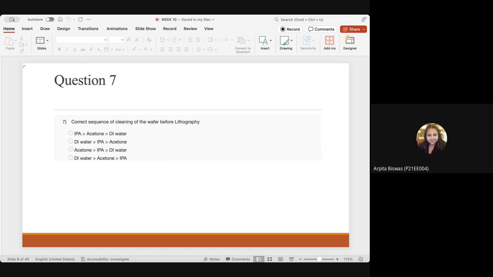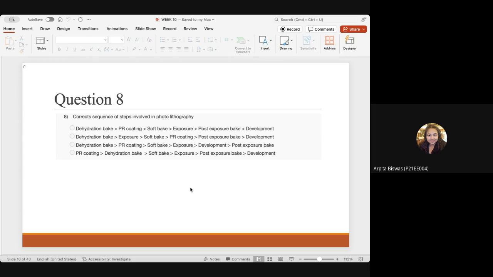So in the lecture video, they have followed the process: at first, they did acetone, then IPA, then DI water. But we can also take the IPA first, then acetone, and then DI water. Here, from the lecture, the right option is option C, but we can also follow the same process as option A. So next, move toward question number 8.